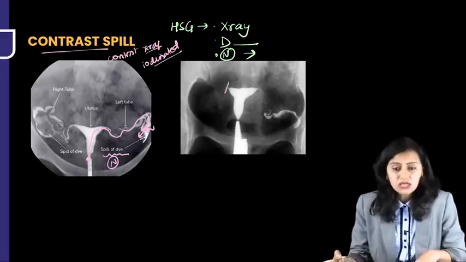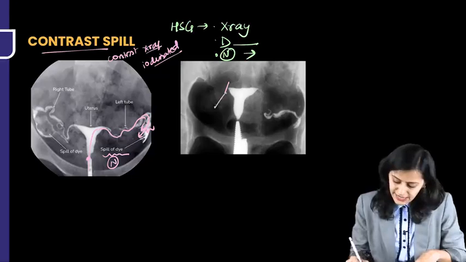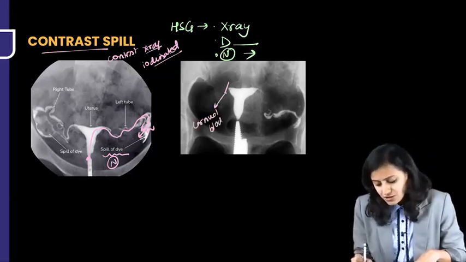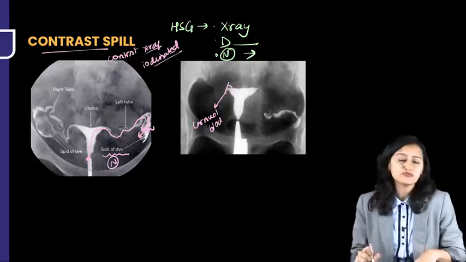Wherever there is a block, we will not see the contrast going ahead. Like in this case, we are seeing a right cornual block. The entire tube is not seen. The block is at the level of the uterine cornu.